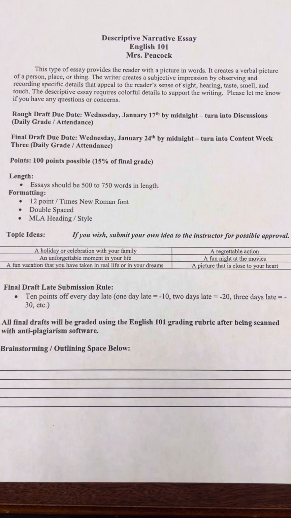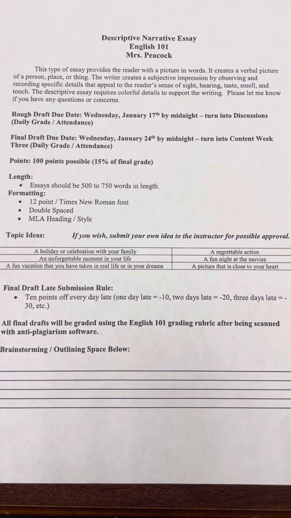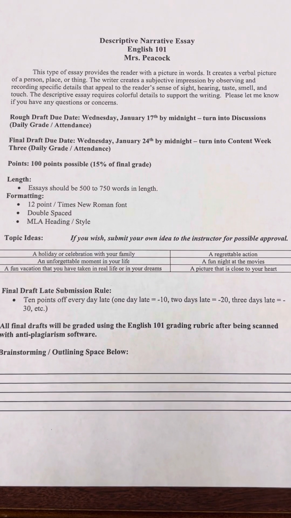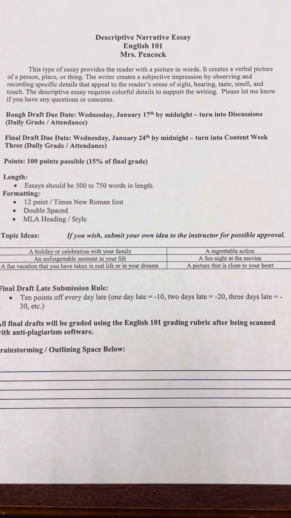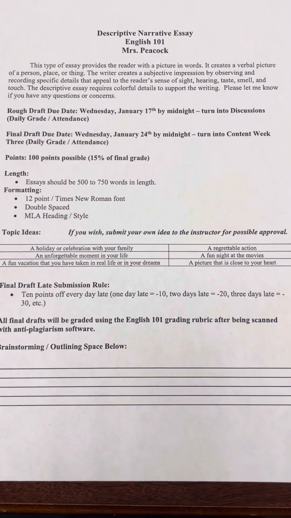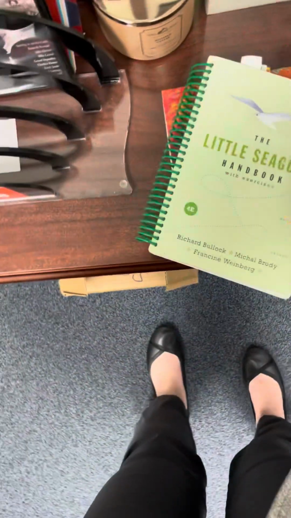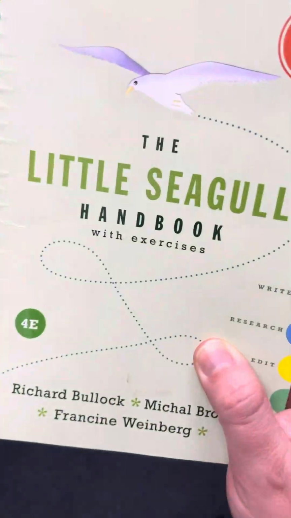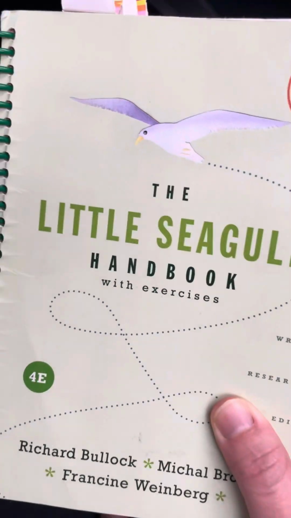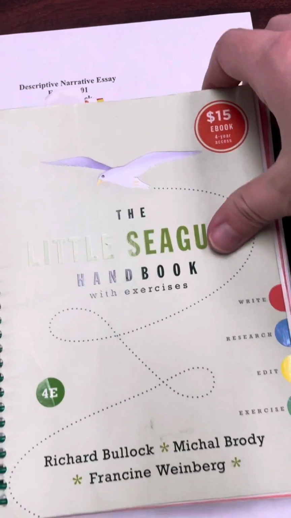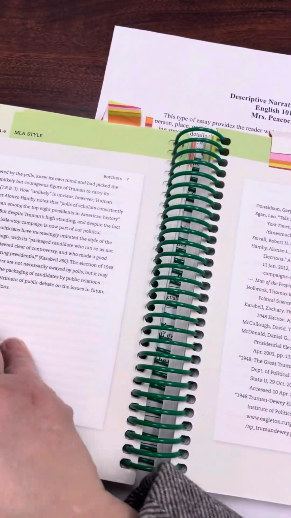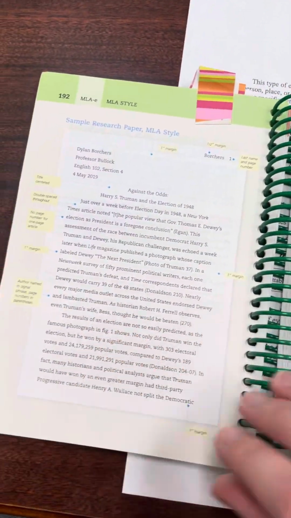For formatting, it's 12-point Times New Roman font, double space with MLA heading and style. The best example in your book is on page 162. It has a really good example. I'll actually grab the book for you so you can see exactly what I'm referring to. The Little Seagull textbook. I highly recommend keeping this close by as you write your essays, not only for formatting, but once we get to the research paper, we'll use it quite a bit for other purposes as well.